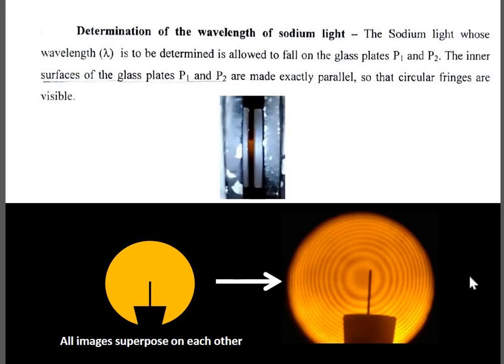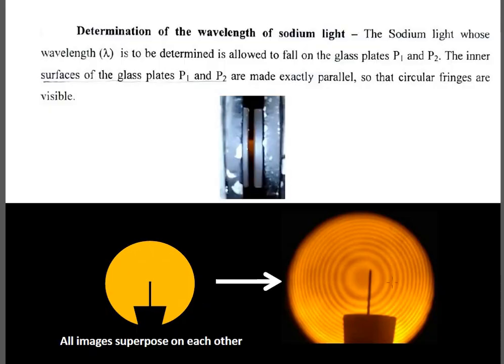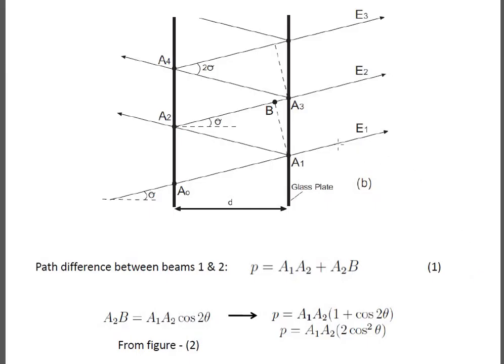Okay, so what's the next step? Next step is what I have skipped, is answer to this question: why and how these fringes? Why do we get this sort of fringes? And how do we get both? So let's start. So this is basically a very basic arrangement of the two plane mirror system. Now the rays are coming like this. So after this we have multiple reflections, right?